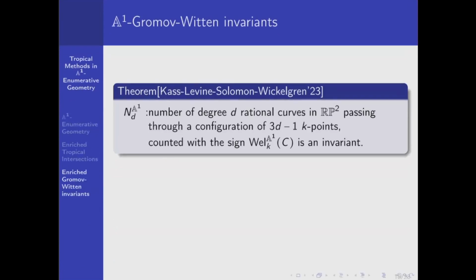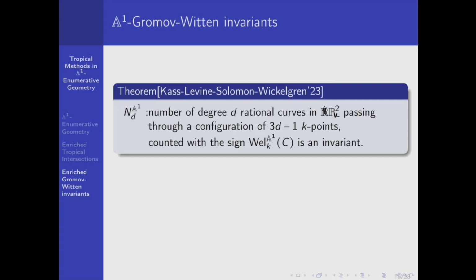This is a theorem from Kass, Levine, Solomon, and Wickelgren from last year that tells us that if we count the number of rational curves in, not RP2, sorry, AP2, that pass through a configuration of 3d minus 1 points, and now K points. Well, they prove it for points, but what we prove is for K points, so let me just state it for K points. Counted with the sign, then we get an invariant. So this does not depend on the configuration of points.